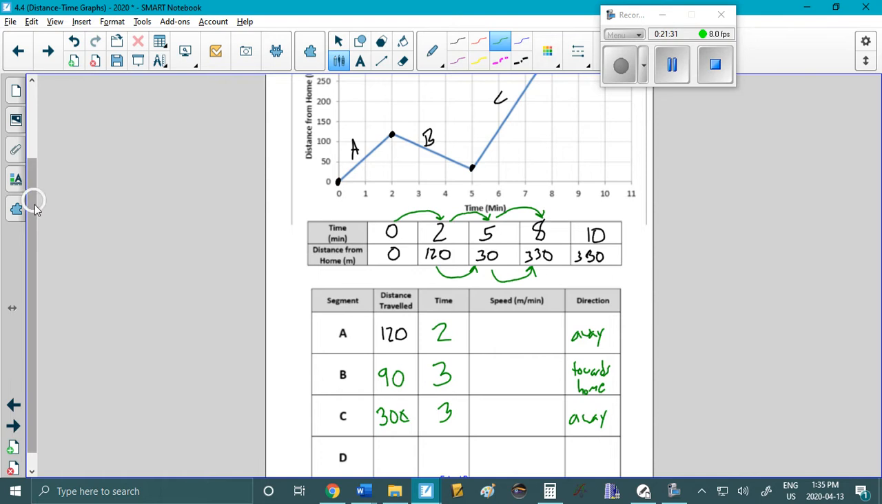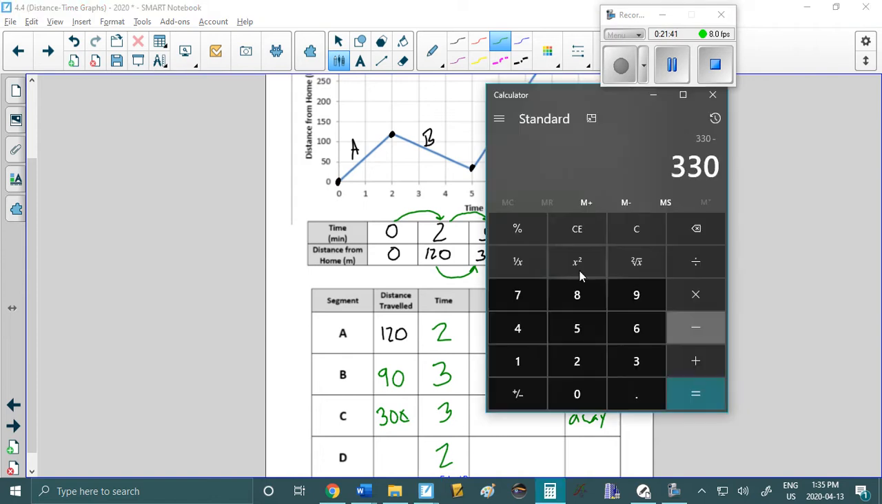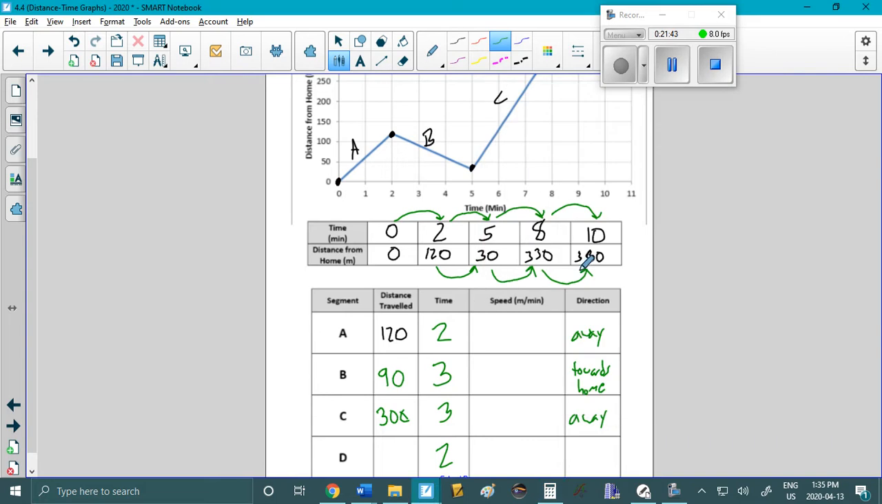And then in part D, the time, 8 to 10. 10 minus 8 is 2 minutes. And the distance from here to here is 330 minus 330 is 0. Okay, so that's a weird one.